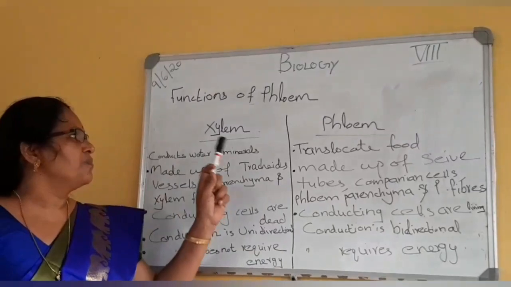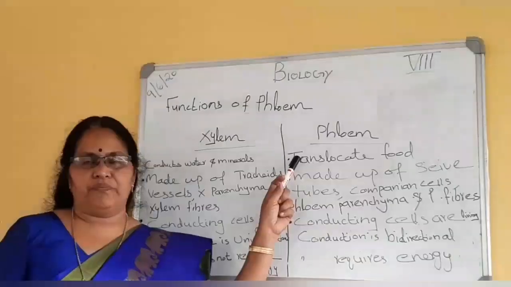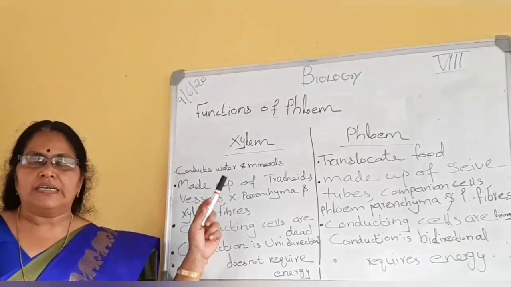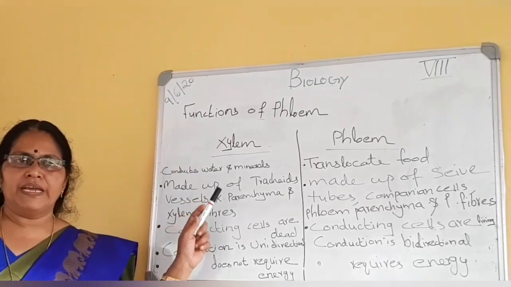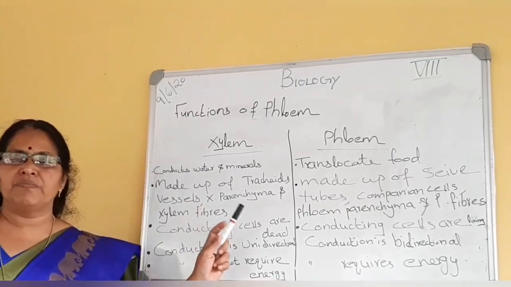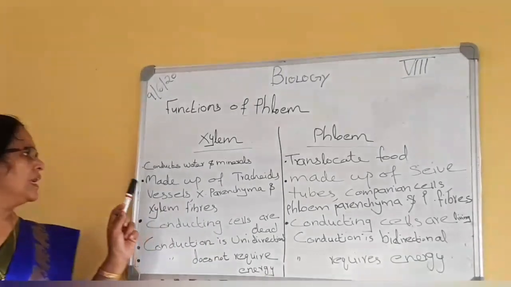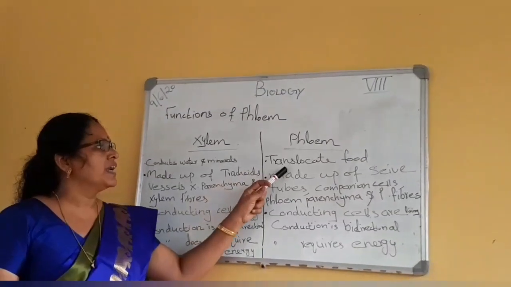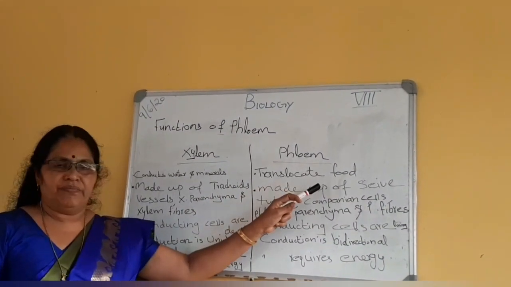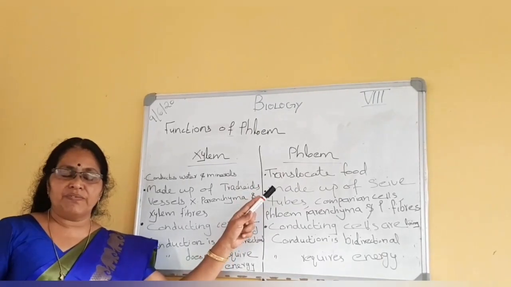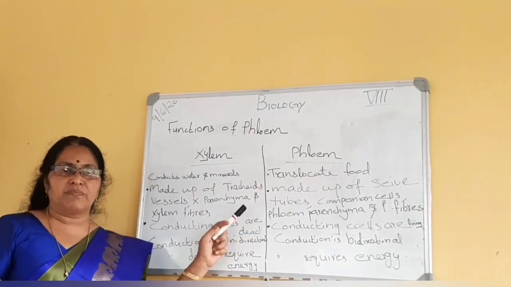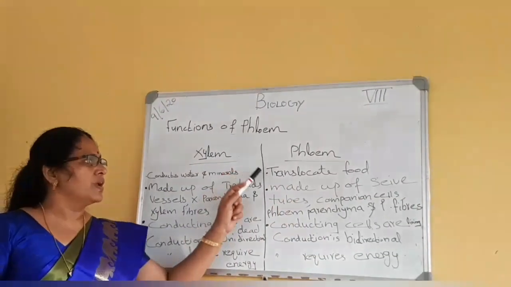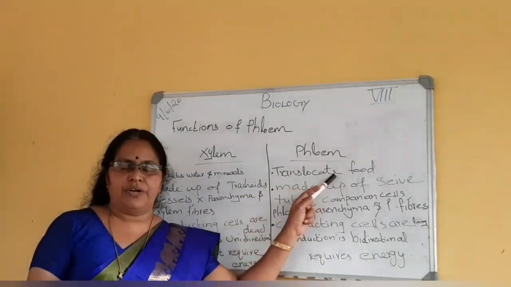Next is the difference between xylem and phloem. You know, xylem and phloem transport materials. The transportation of material in xylem and phloem is entirely different. Xylem conducts water and minerals, but phloem conducts food. The conduction of food from the leaf to other parts of the plant is called translocation. So we can say phloem translocates the food.